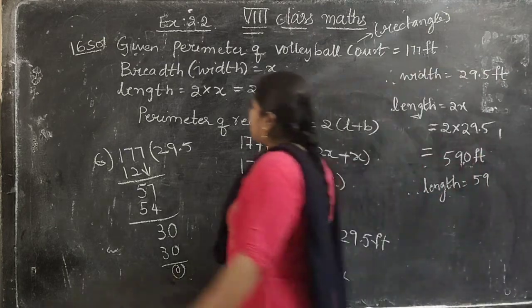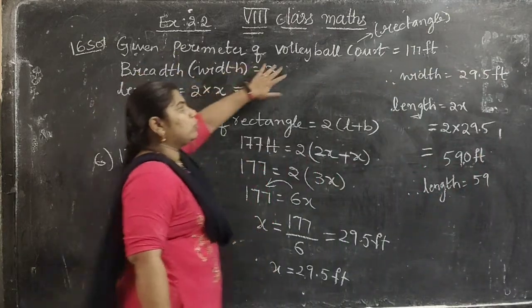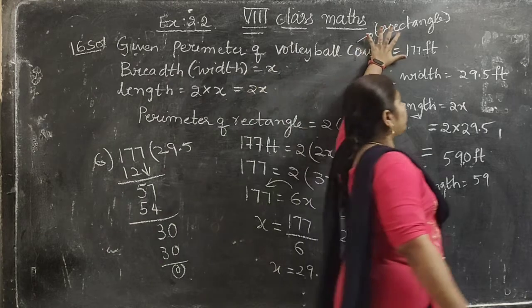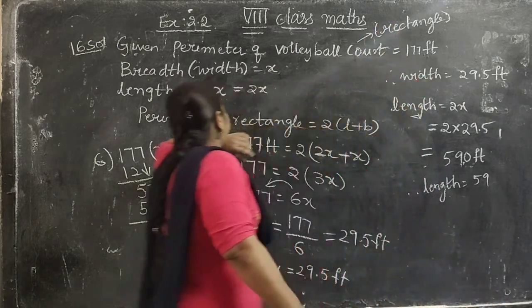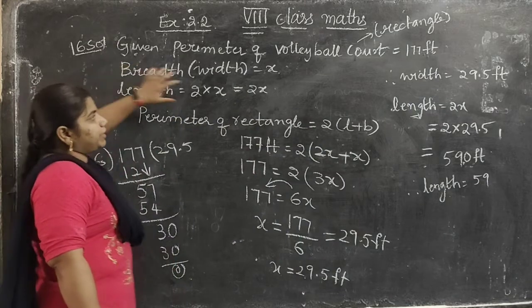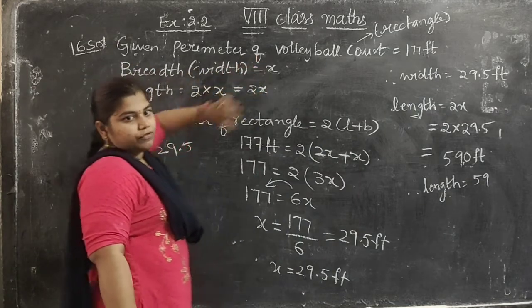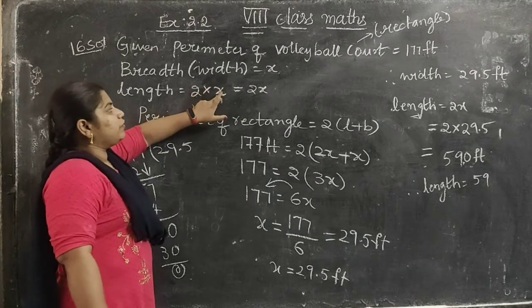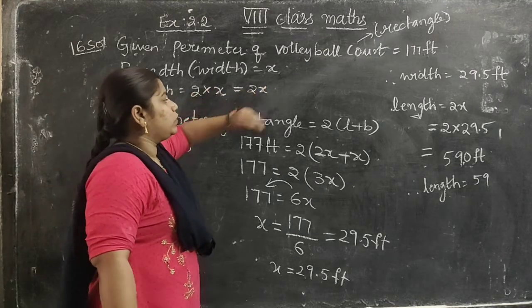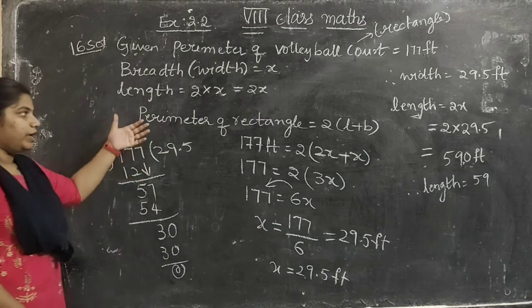So once again, you see they have given the perimeter of a volleyball court. This volleyball court is in the form of a rectangular shape. So this perimeter is 177 feet, and the breadth value we are taking as x because they didn't give any information about that, and the length value is twice its width, that is 2 into x, which equals 2x.